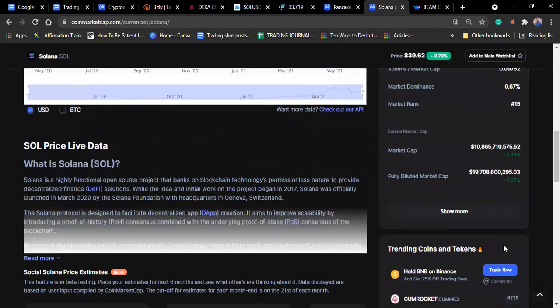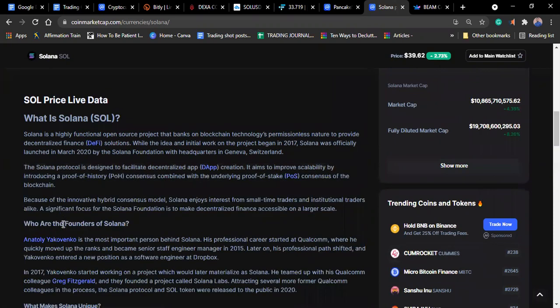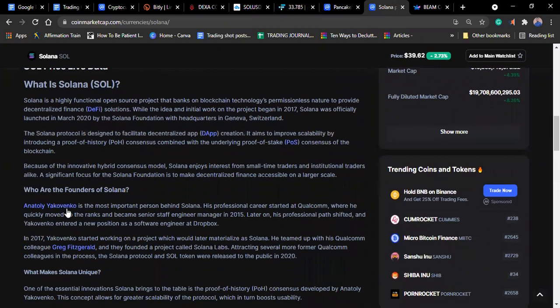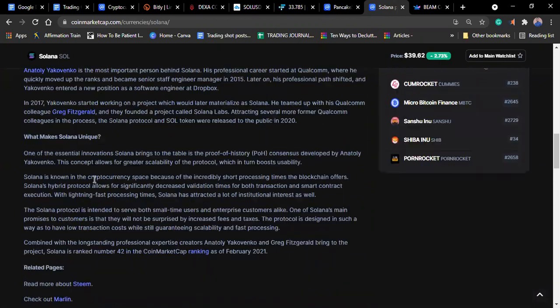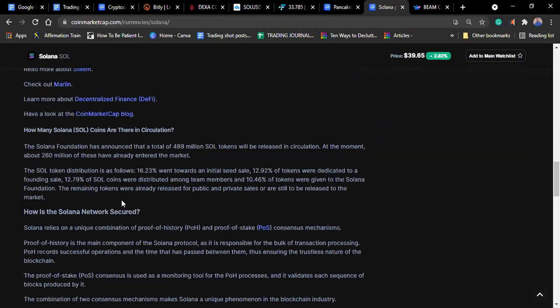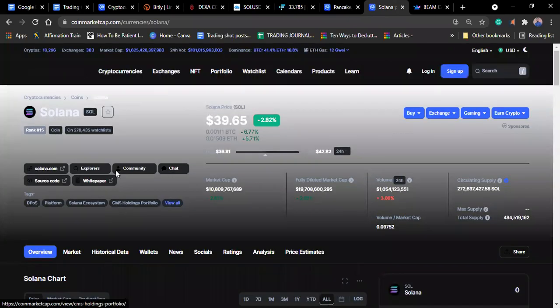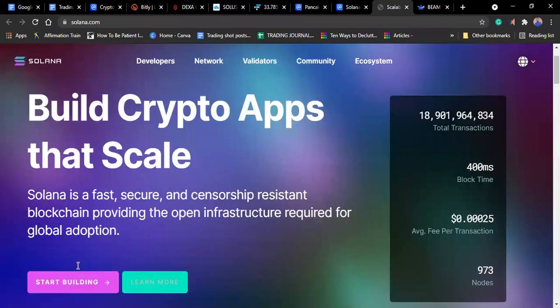Now, you want to research what made this coin so valuable that it went from $1 to $40. Then you come here and read what is Solana. You read about what they're trying to do, who the founder is, who works on it, the unique things Solana is doing. You read about all this here. Then you can also go to their website, solana.com.